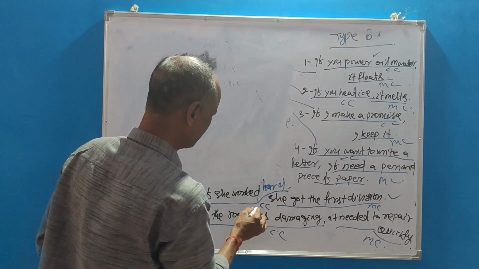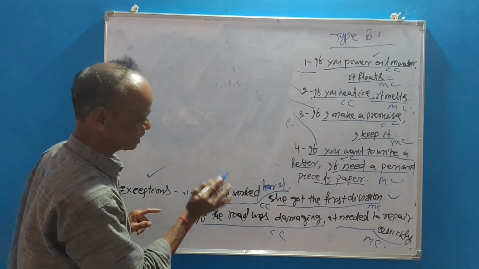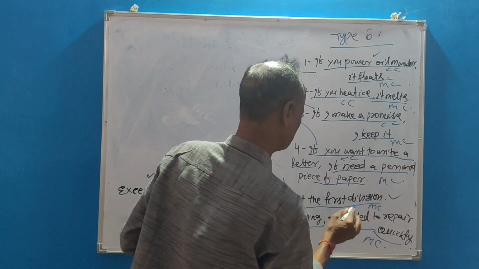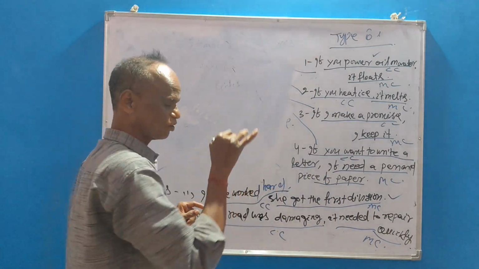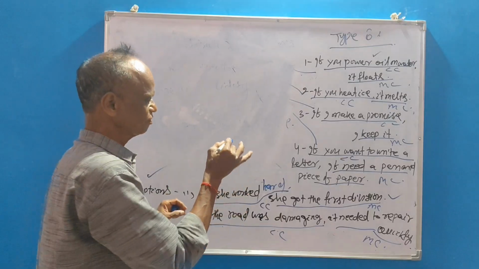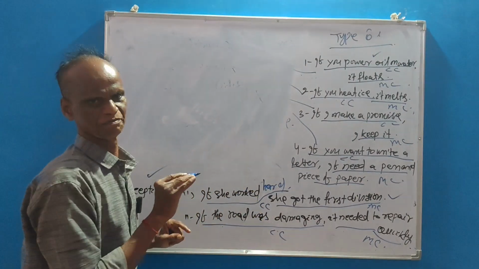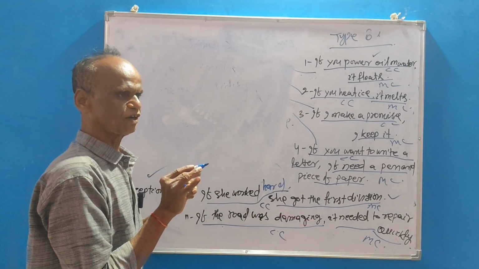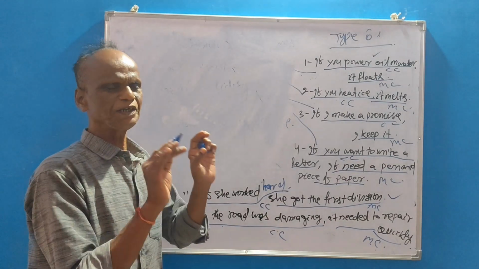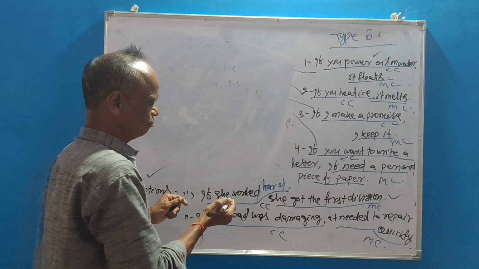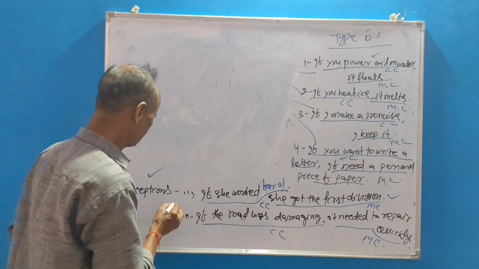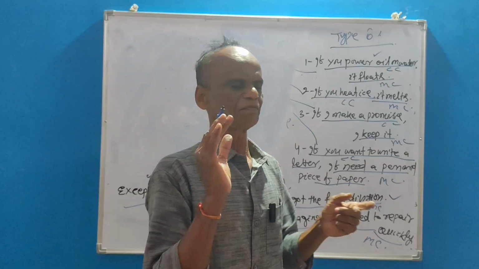If she worked hard, conditional clause, past simple. She got the first division, main clause, past simple. So type 0 conditional clause sometimes refers to past simple and past progressive. So it is for the competitive examiners. Questions will come from this conditional clause for any competitive examination. Okay.